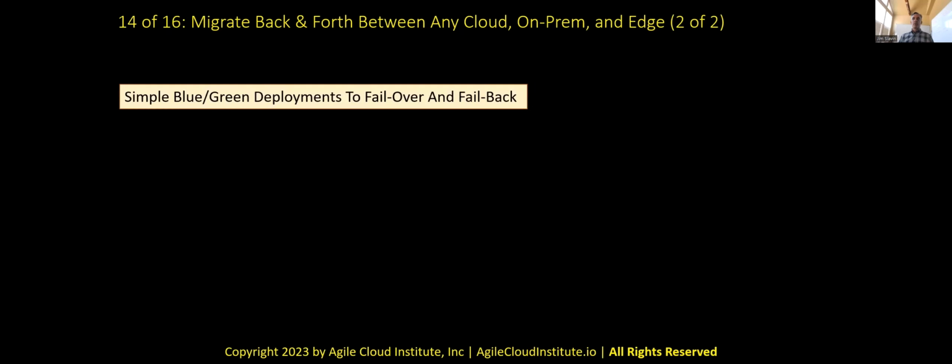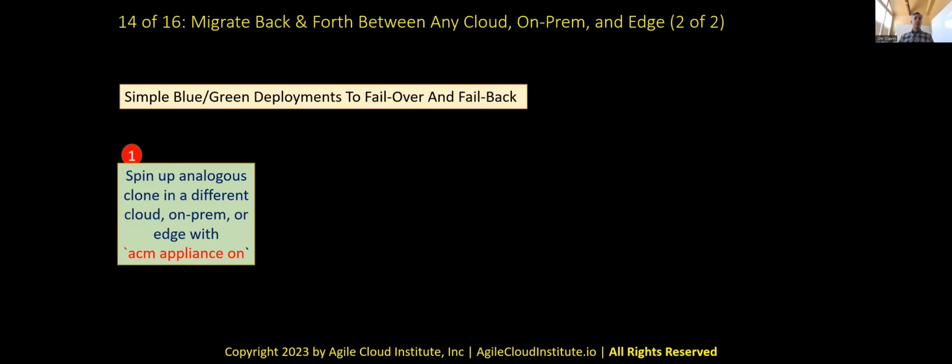So now let's look at what a pipeline looks like when you're going to migrate back and forth between different implementations of the same thing in a different cloud provider or in a different on-prem or in a different edge. With migrating back and forth between cloud providers or between different on-prems or between different edges, a simple blue-green deployment can be the best approach. So let's look at what this can look like.